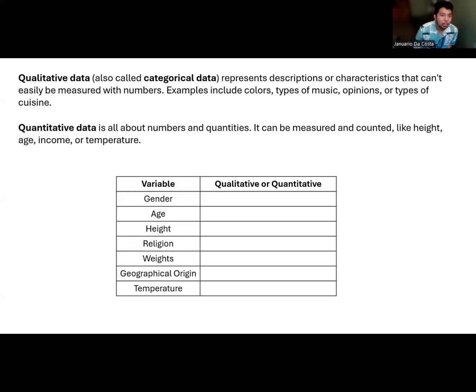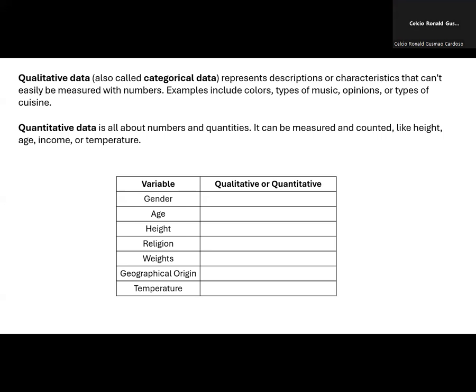Okay? Now, quantitative data is all about numbers and quantities. It can be measured and counted, like the height of people, the age of people, how much money or income of people, temperature. These are all things that can be counted or measured. Okay, now, what do you think? Gender is qualitative or quantitative?